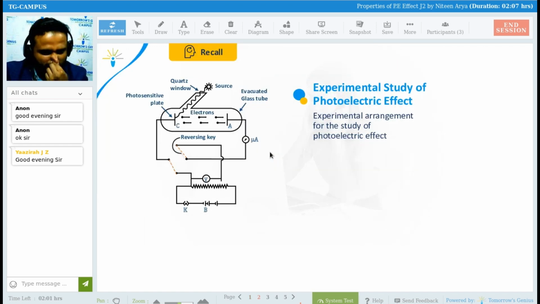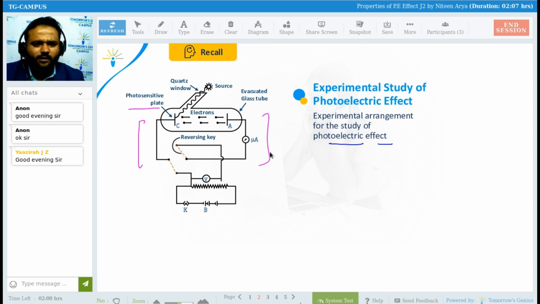So okay, this is your recall. In the previous class, what we did was the experimental arrangement of the study of photoelectric effect. Okay, and what we saw in this particular effect, there is a photosensitive plate. In this photosensitive plate, whenever the light from the source hits the quartz window, due to this light intensity it is going to eject a number of electrons, and these electrons are going to flow towards this particular anode, and then in this whole circuit we get a current. Is this clear? So the basic setup about it, we already did.